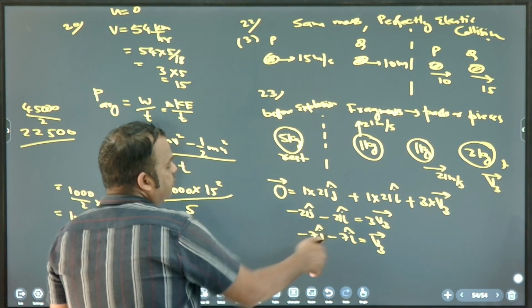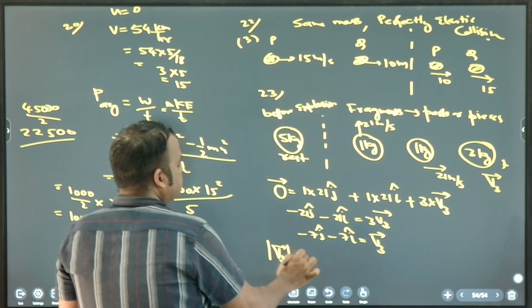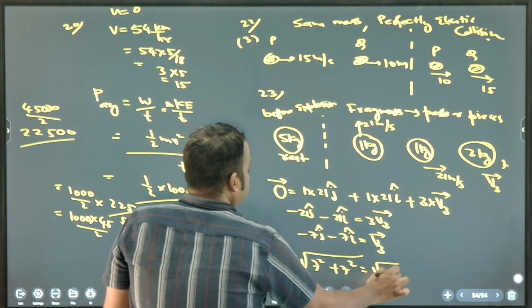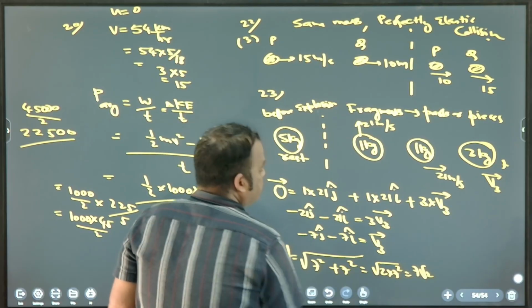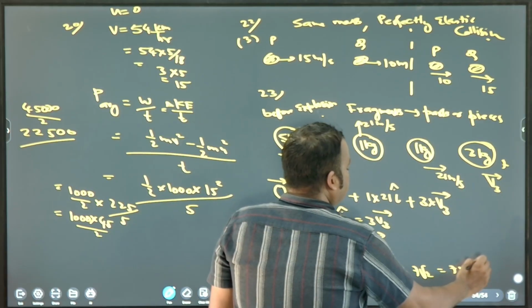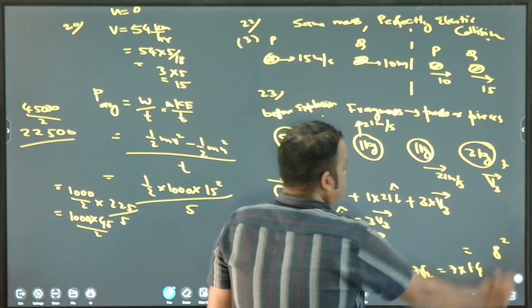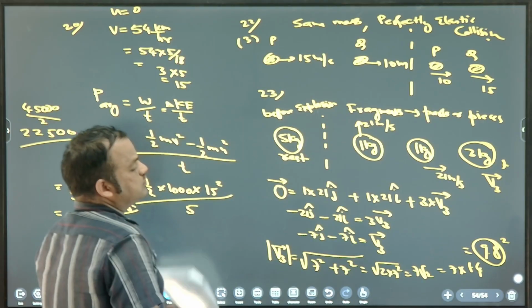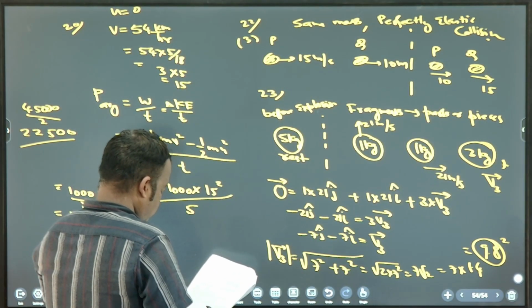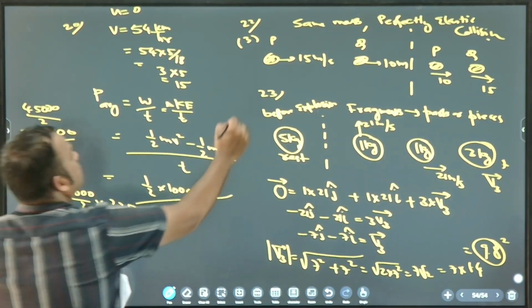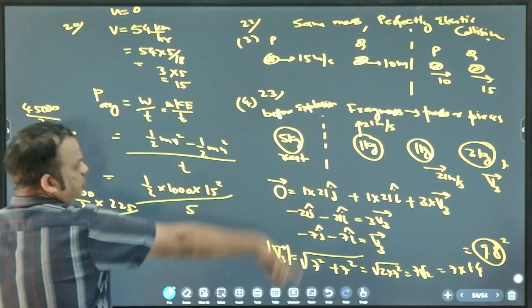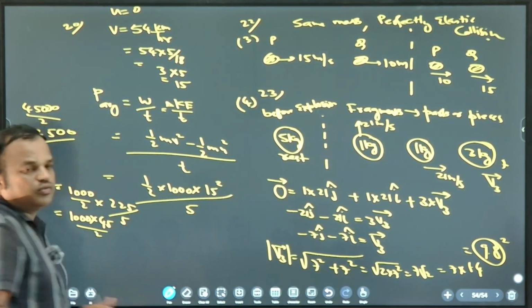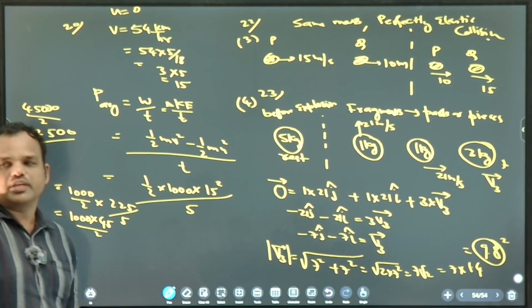Now you have to find the magnitude. What is the magnitude of v3? Square root of 7 square plus 7 square, which means 7 root 2. 7 root 2 means 7 into 1.4, which is 9.8. Note down, 9.8, fourth option. Very important. Anyone got the correct answer? Tell me who got the correct answer. Okay, good.